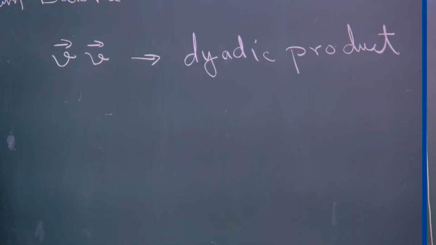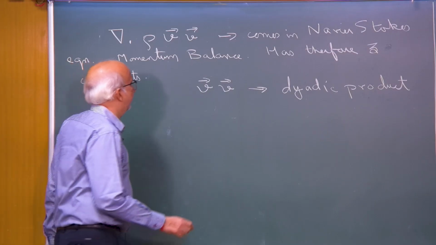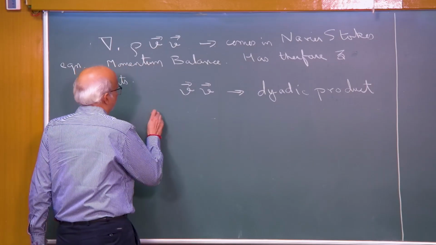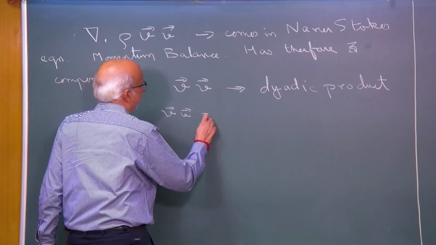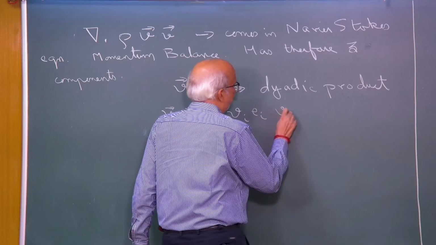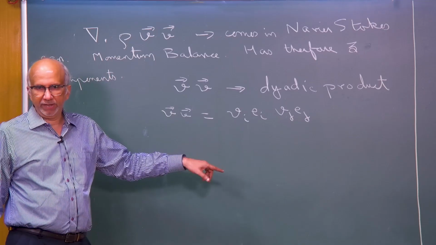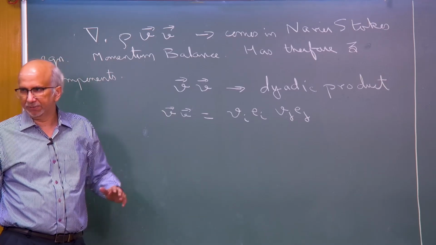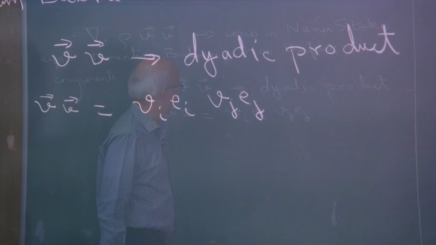okay. You are used to the inner dot product and the cross product. This is the dyadic product. There is no dot, no cross. I am just writing them side by side, okay. And how is this written? So, V is written as Vi Ei, Vj Ej. Vi's are the components in the ith direction, okay. Ei's are the unit vectors, and I keep the indices different for generality.